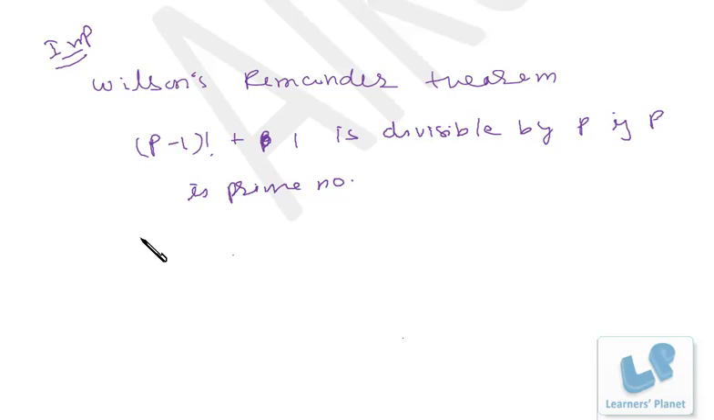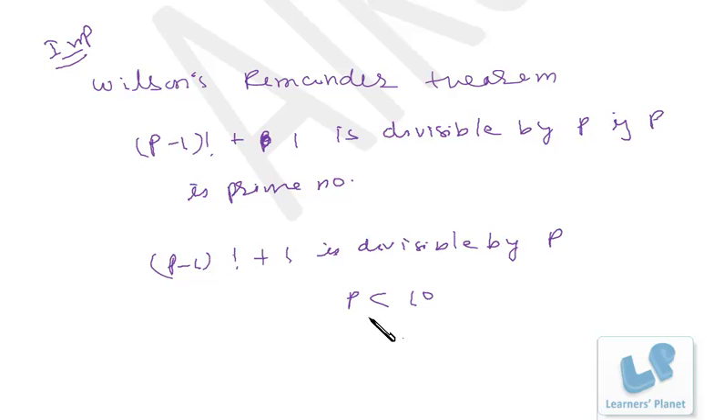So the practical application I would like to discuss over here. The question says (p minus 1) factorial plus 1 is divisible by p. How many values are possible for p if p is less than 10? Okay, this is the question. Now, (p minus 1) factorial plus 1 is divisible by p. How many values can p take if p is less than 10?